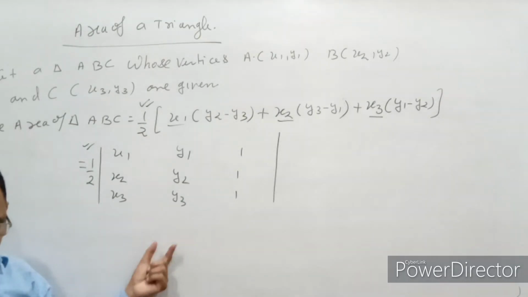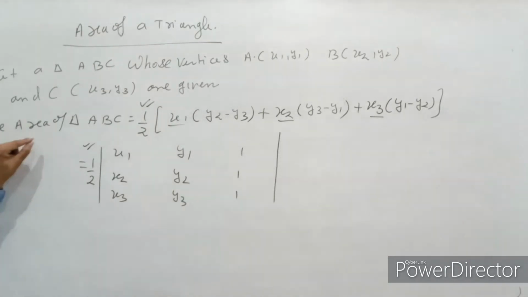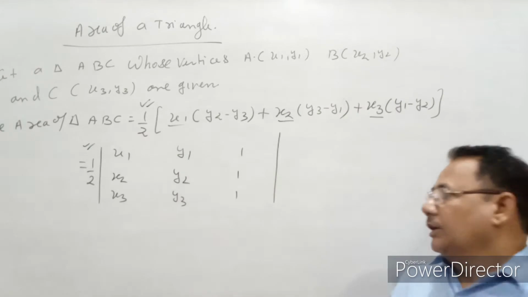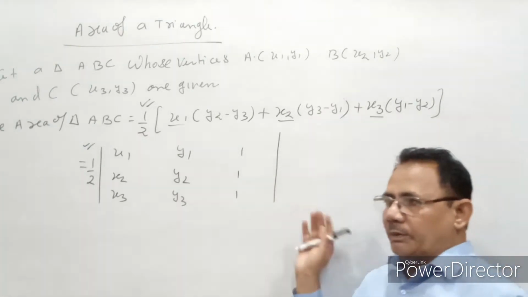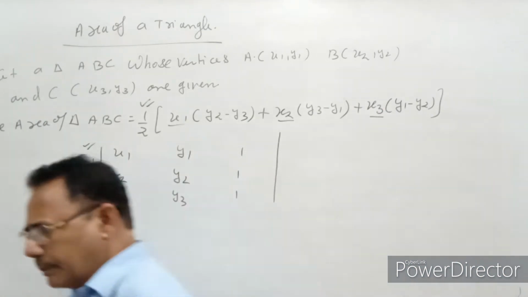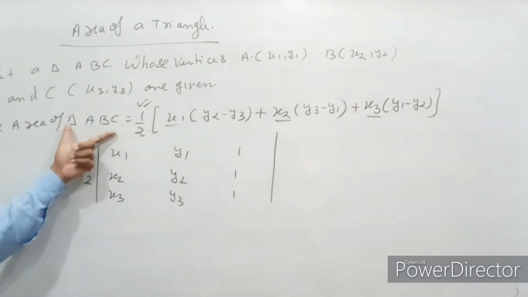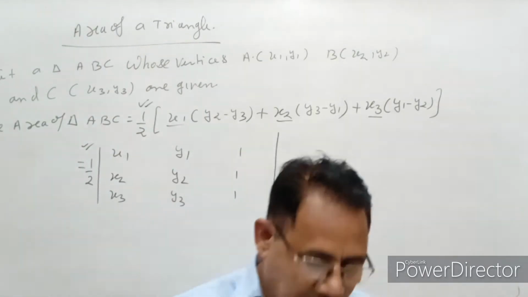Now here the area of a triangle is always a positive number, but we know that the value of the determinant may be negative or positive. Therefore, here we write the area of a triangle as the absolute value of the determinant.